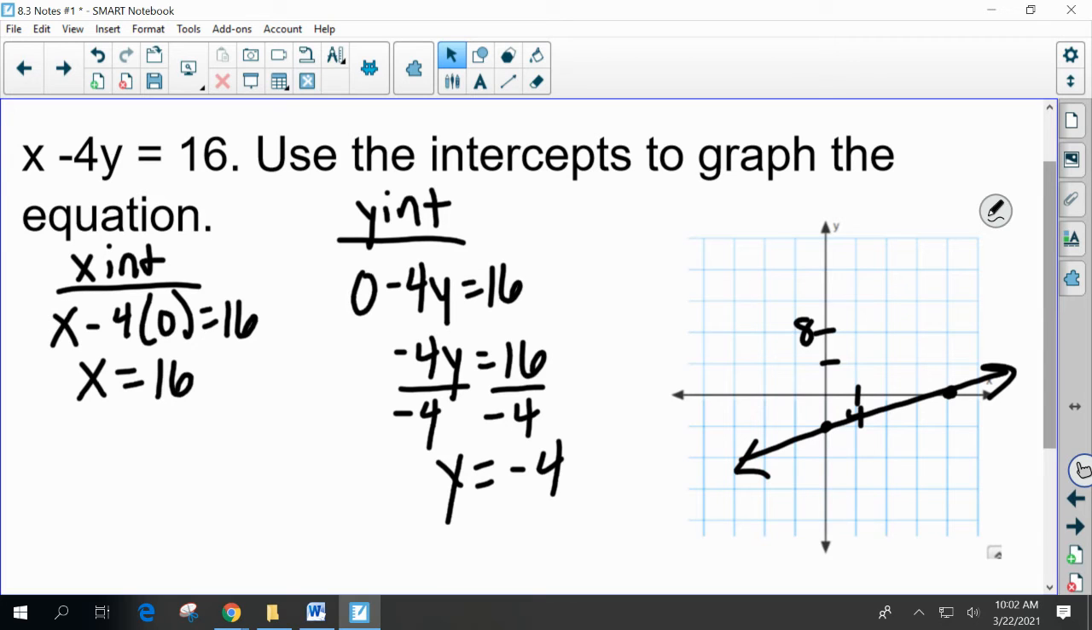I got something. What did you get? I got 1 up and 4. Maybe you forgot this negative sign right here. Let's make it negative, because you should have it: your y-intercept is negative.